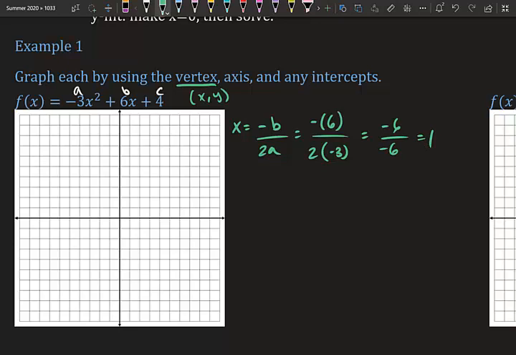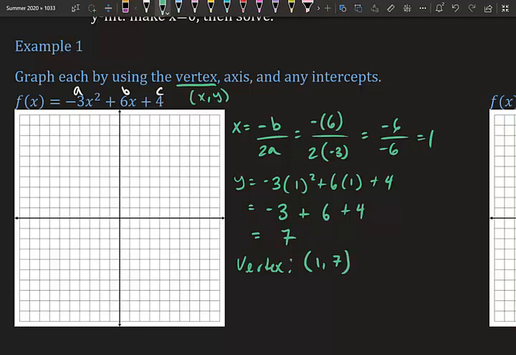But don't forget, we need x and y. So we need to plug it back into the quadratic that they gave us. So when we plug it back in, we have y equals negative 3 times 1 squared plus 6 times 1 plus 4. And all we do is simplify. So 1 squared is 1. 1 times negative 3 is negative 3. 6 times 1 is 6 plus 4. And that leaves us with 7. So our vertex is (1, 7). That means we also have our axis of symmetry. Our axis of symmetry is just the x of the vertex, so x equals 1.